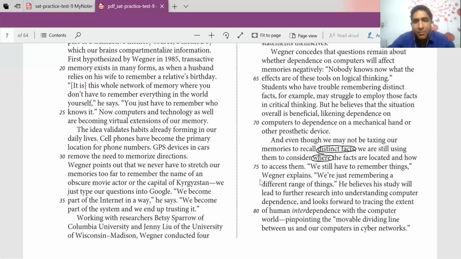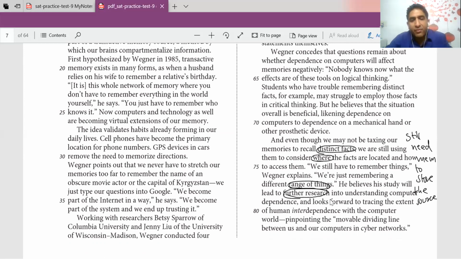We still have to remember things. This guy explains: we are just remembering a different range of things. So we still need memory, but we need memory for a different purpose, to store the source of information, not the information itself. He believes that his study will lead to further research, which means this is not conclusive.